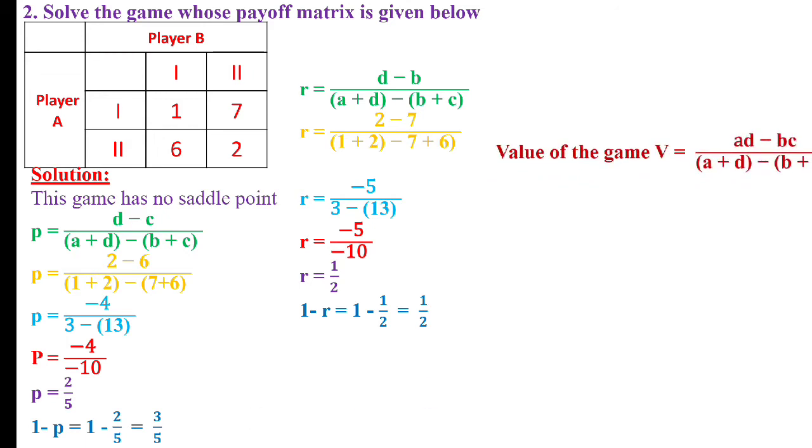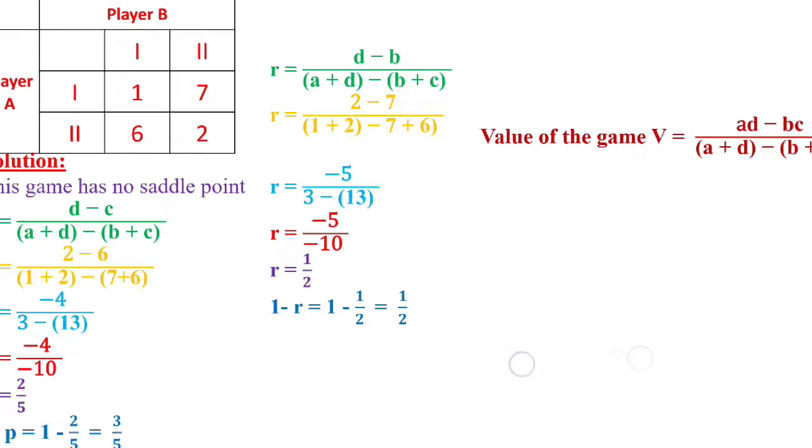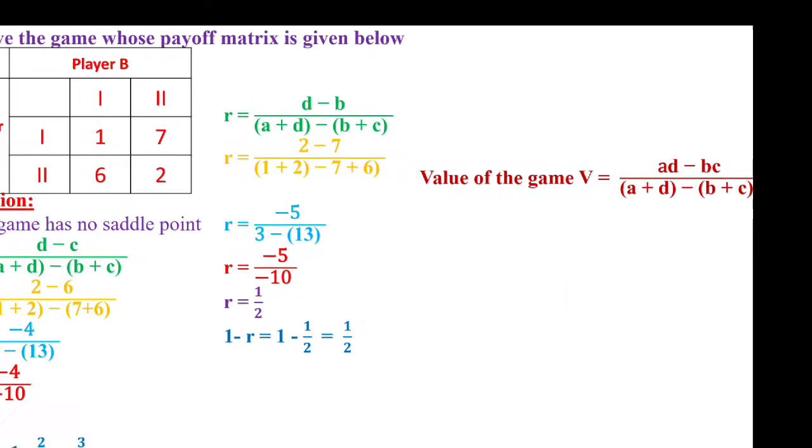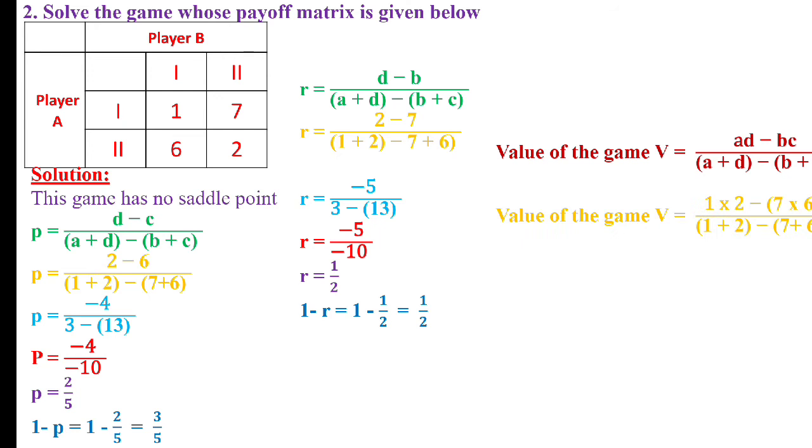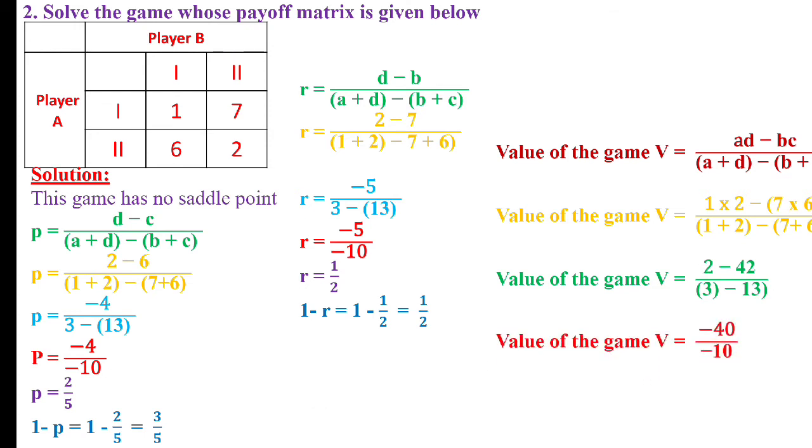Then the value of the game: AD minus BC divided by A plus D minus B plus C. So A is 1, so 1 into 2 minus 7 into 6 divided by 1 plus 2 minus 7 plus 6. Then 2 minus 42 divided by 3 minus 13. Then simplify: minus 40 divided by minus 10. So therefore the value of the game is 4. The value of the game is positive, so the game is favorable to player A.